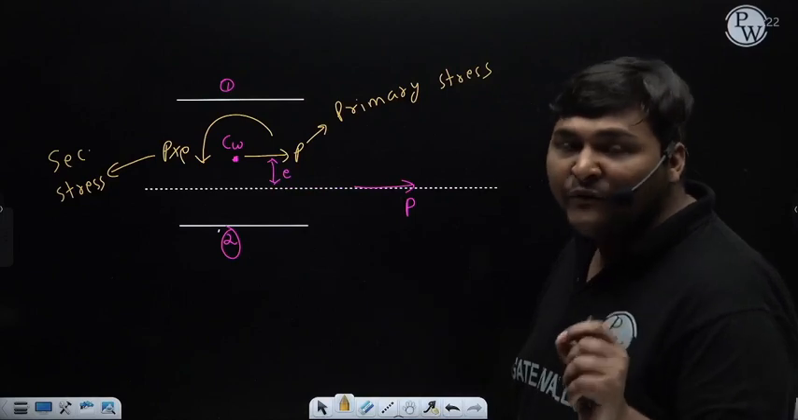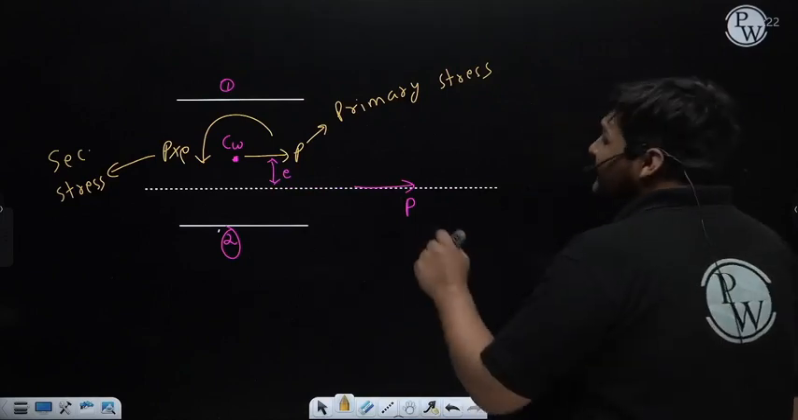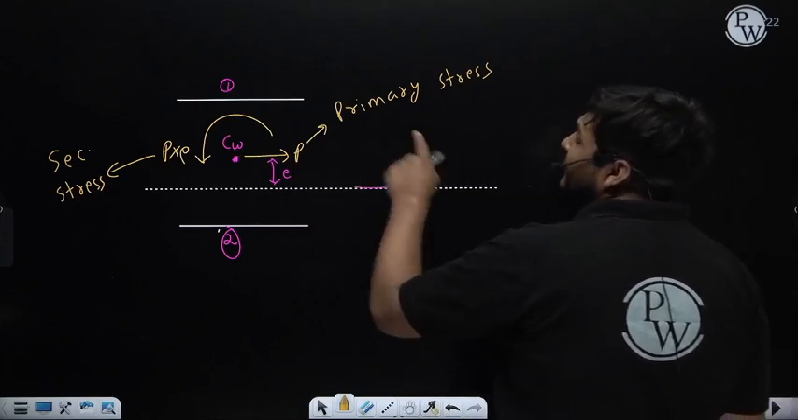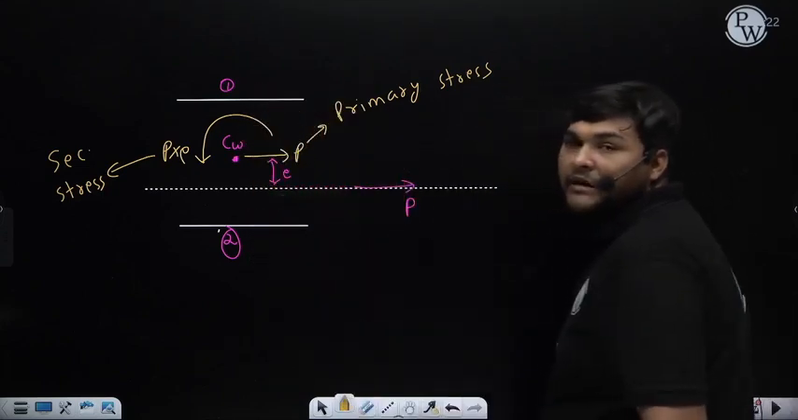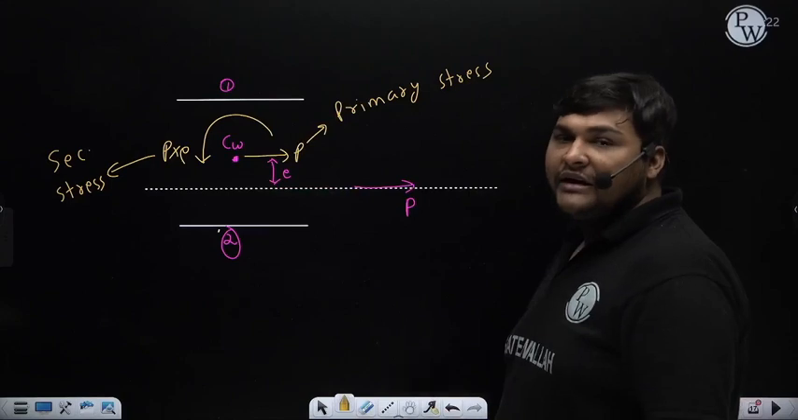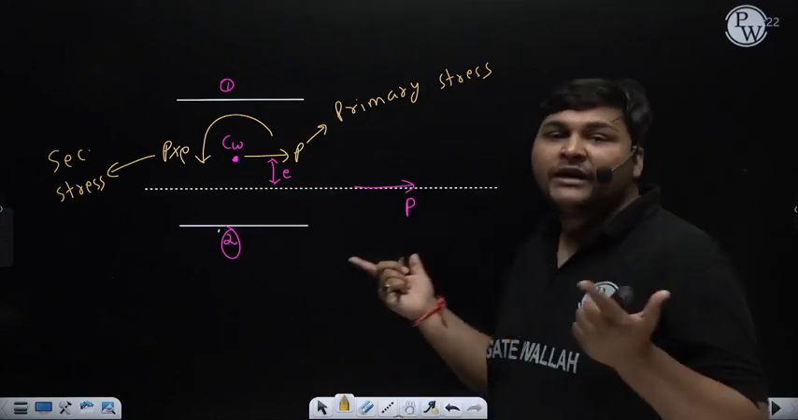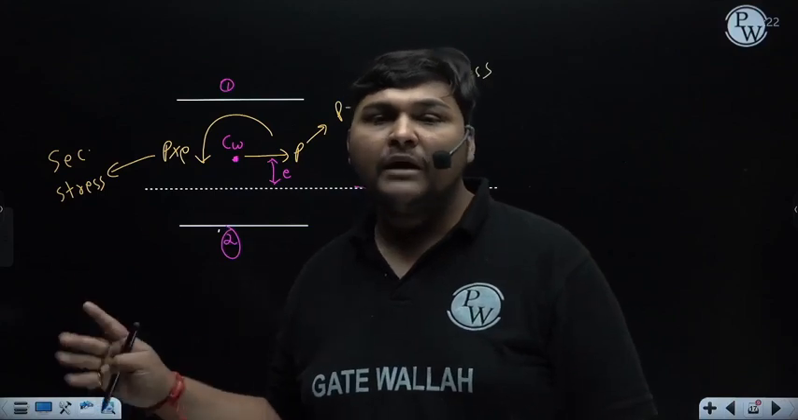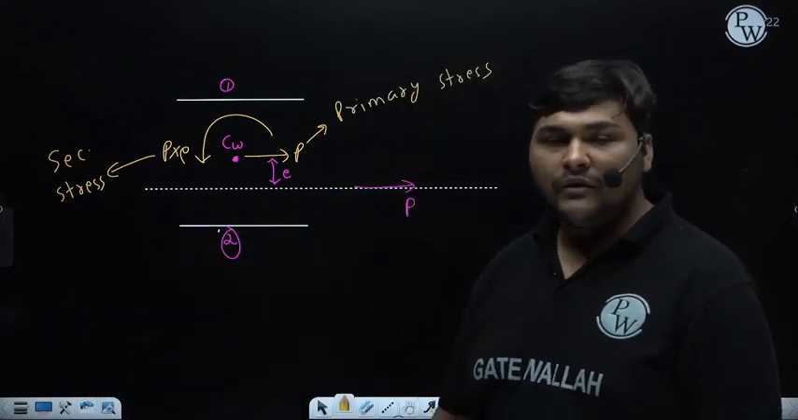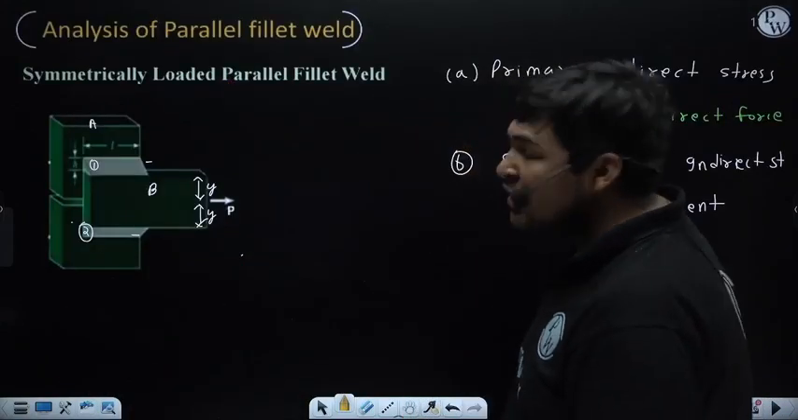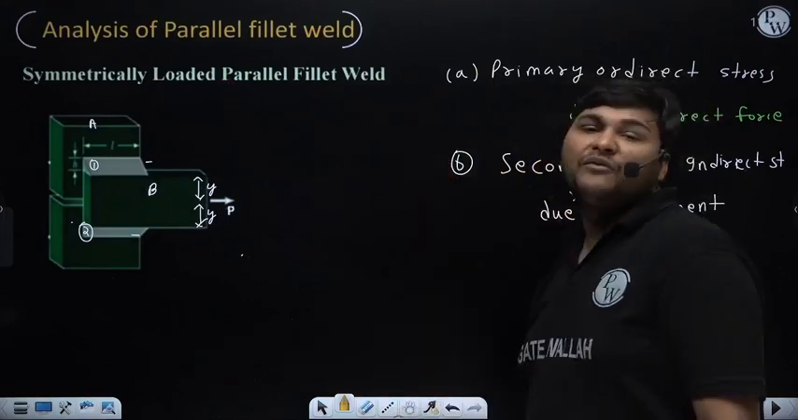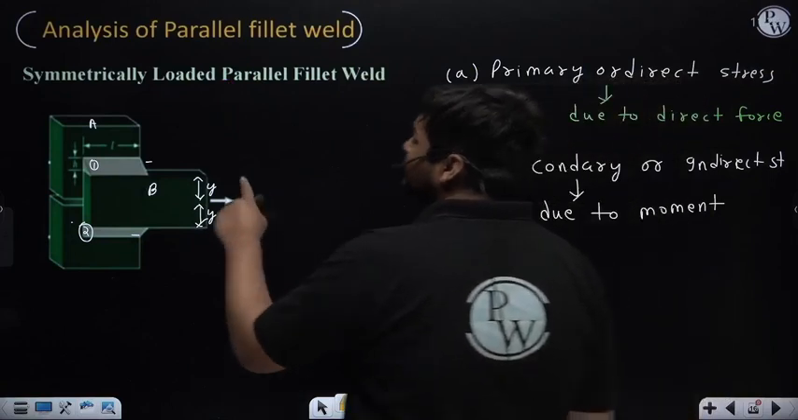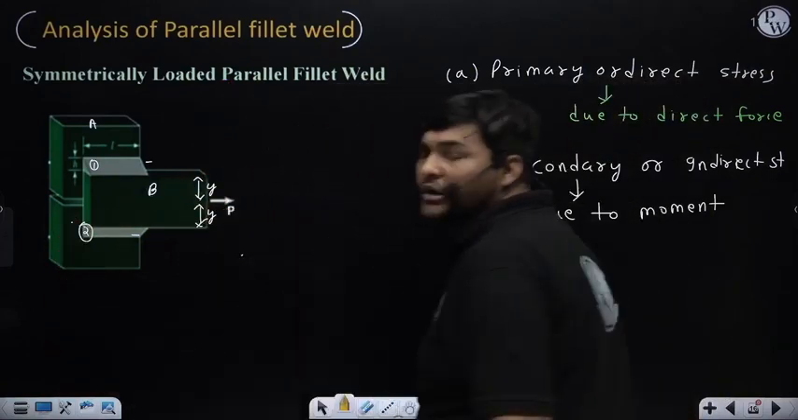But if we can ensure that the line of action of force P is passing through the combined centroid of the weld by properly maintaining the length of the weld, then no secondary stress will come in our weld. Primary stress will come in that case also, but no secondary stress will come in the weld. And that thing we can always ensure in case of parallel fillet weld. And how can we ensure it? By ensuring that the line of action of this force P is passing through the combined centroid of the weld.